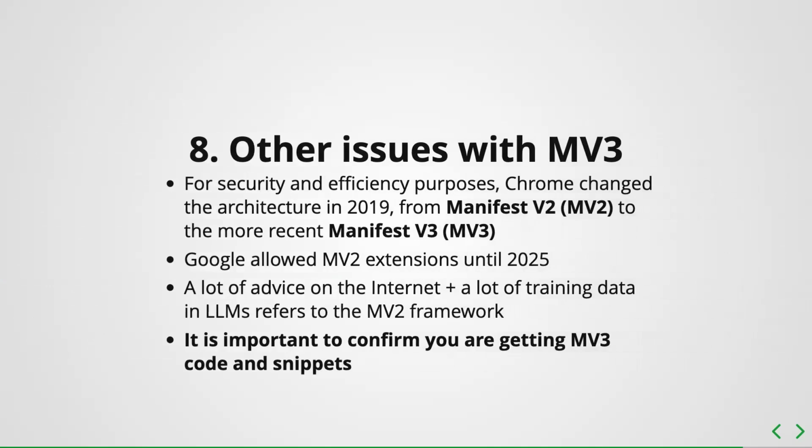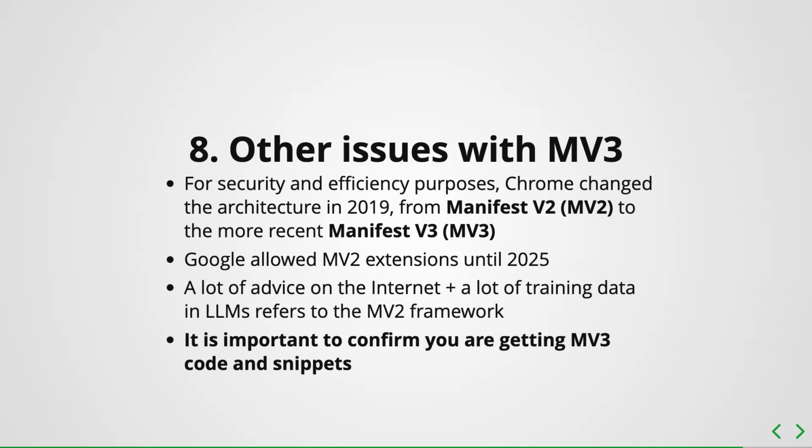Okay, so other types of issues with Manifest v3 that you might encounter. Again, for security and efficiency purposes, Chrome changed the architecture in 2019 from Manifest v2 to Manifest v3. You might think, okay, this change happened in 2019, this is not that big news, but it actually is news because things take time to change. So Google said we're going to stop Manifest v2 in 2019, but it gave people 6 years to make that change. But that has started in 2025.